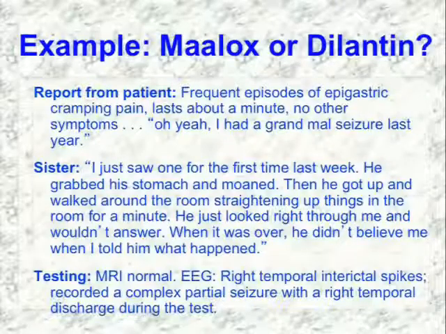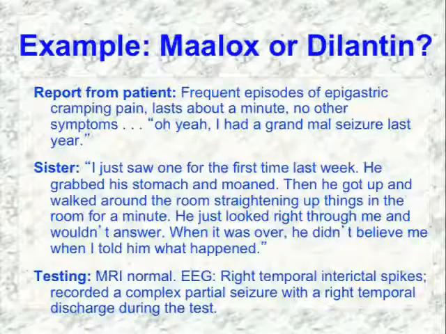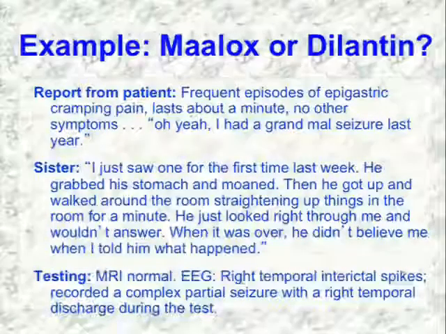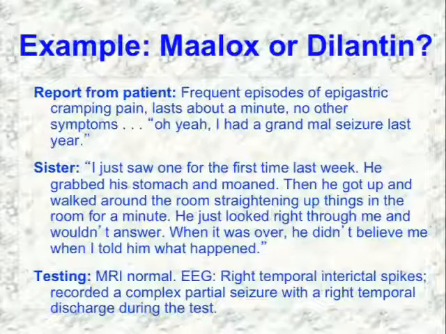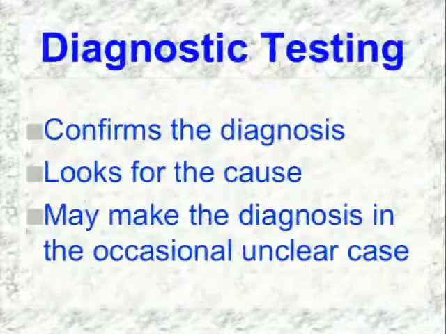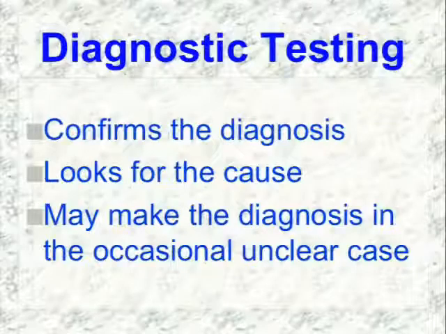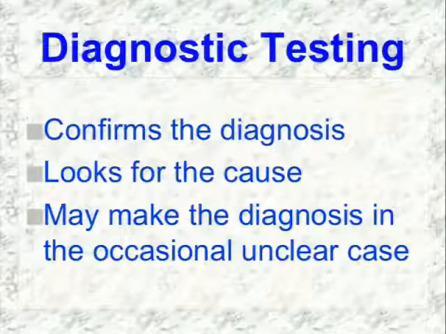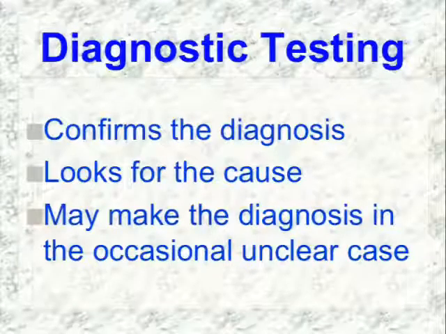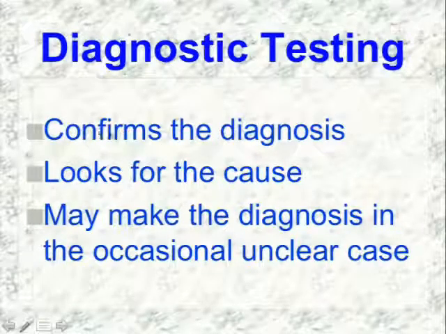But just to make it easy and more convincing, we sent him for an EEG, and he had a complex partial seizure with a right temporal electrographic discharge during the EEG. But we didn't need that to know what was going on. So this is what you do to make a diagnosis. Then you start doing tests, because this is modern medicine and we always do tests. But why do we do tests? Well, one reason is to confirm the diagnosis.